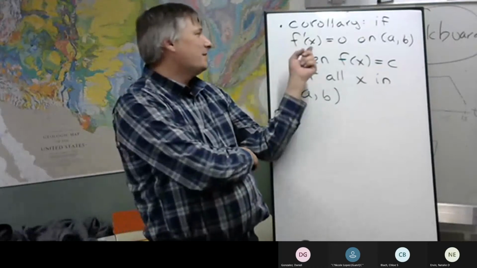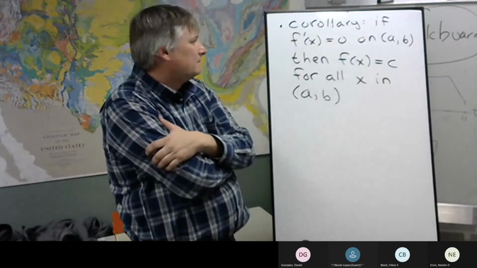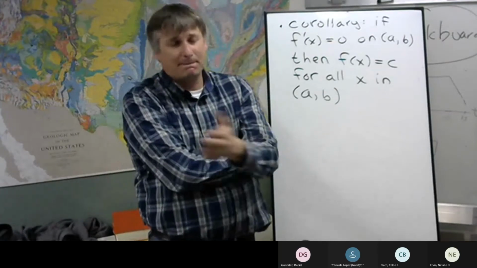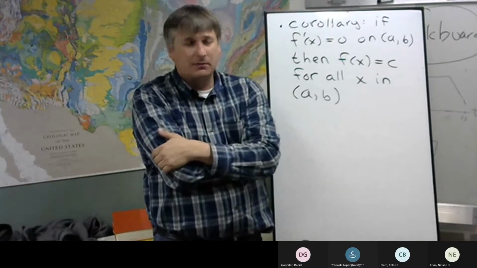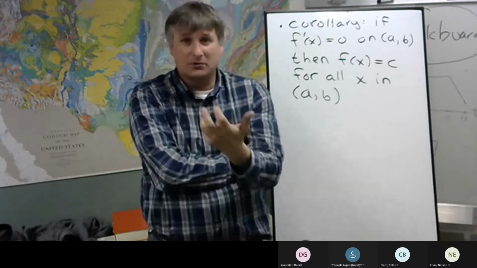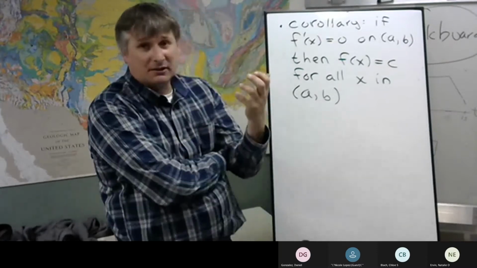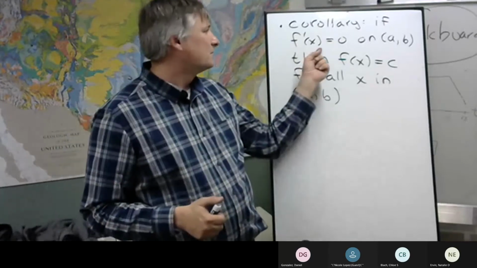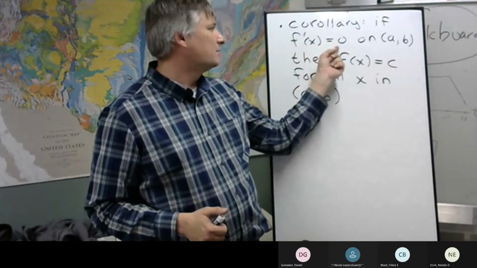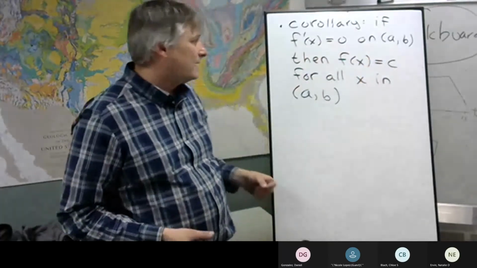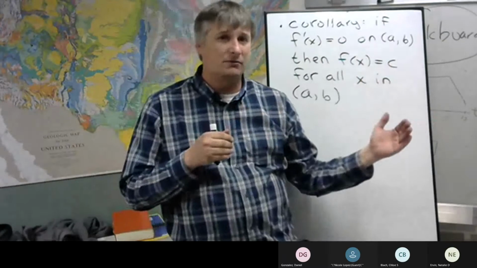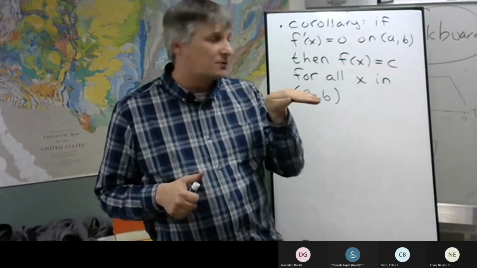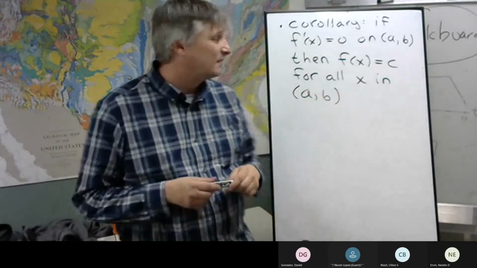So again, we're using the idea that a derivative means a slope. When the derivative is 0, the slope of your tangent is 0. And the slope of a tangent being 0 means your tangent is a horizontal line, a constant line. So if your derivative is 0 on an open interval, you're going to have horizontal tangent lines along that interval. And so that means on the open interval, f is a constant function.